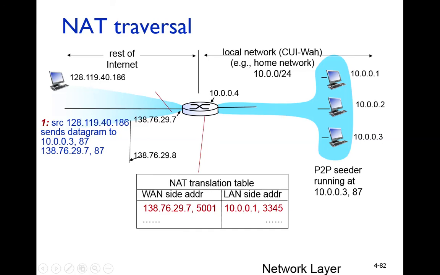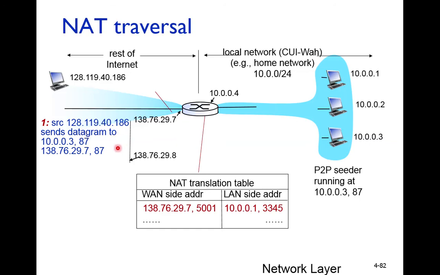Why? Because we have discussed that this is the security plus point of NAT. This network has not communicated with this destination before, so it cannot send the data. When the data is first initiated by 10.0.0.3, then it can send the data. So this is the security plus. This is called the NAT traversal problem.